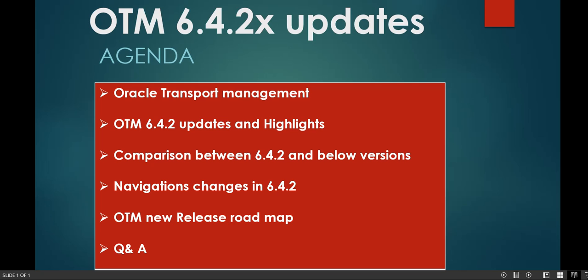Before I start the OTM 6.4.2 updates, today I prepared an agenda that includes the 6.4.2 updates and other discussions as well. My first point is the Oracle Transport Management overview. The second agenda is OTM 6.4.2 updates and highlights. The third one is a comparison between 6.4.2 and below versions. The fourth point is navigation changes in 6.4.2, and the fifth point is the OTM new release roadmap. And the sixth one is Q&A.